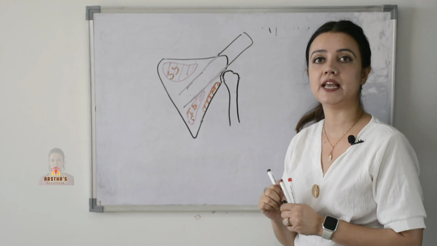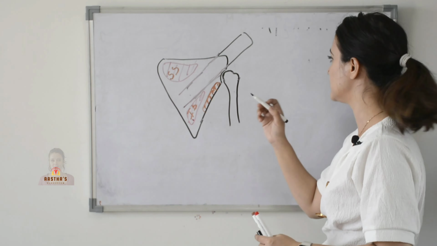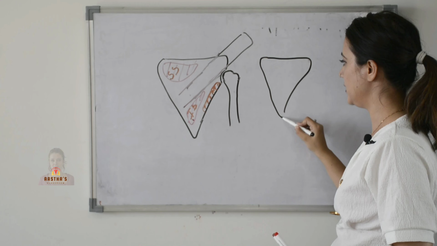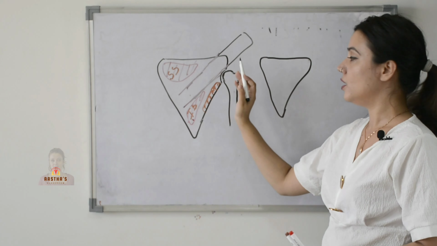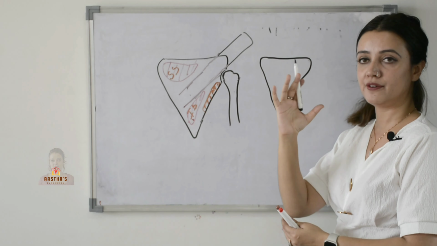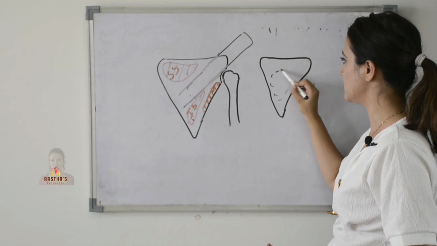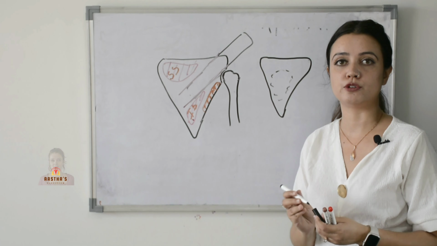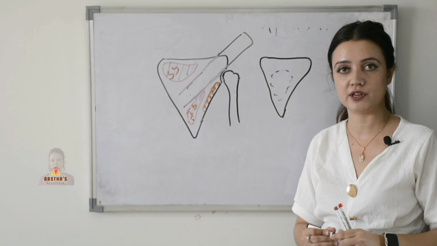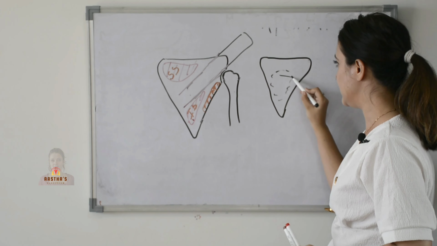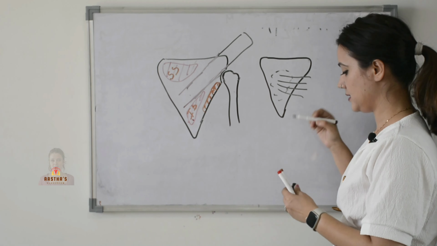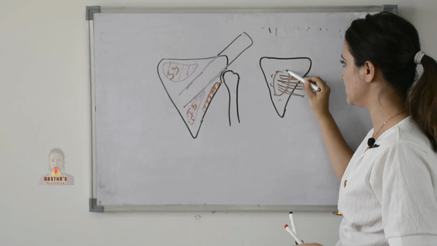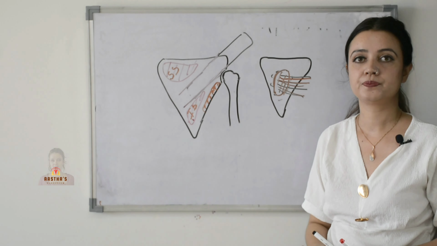Now let's see the anterior or costal surface of the scapula. The costal surface of the scapula doesn't have any spinous process; it has just one fossa, called the subscapular fossa, and the subscapular fossa gives origin to the subscapularis muscle. So it is present anteriorly, and this is our subscapularis muscle, which originates from the subscapular fossa.